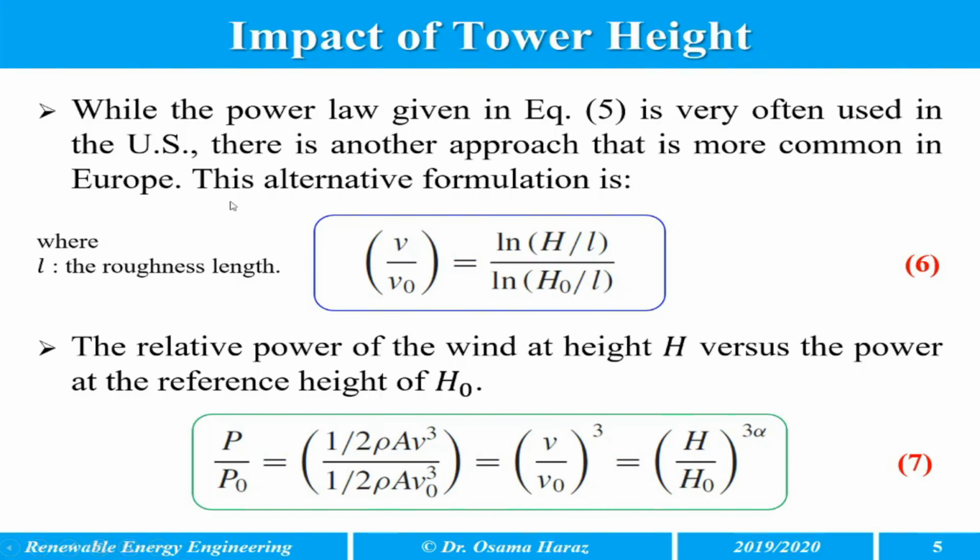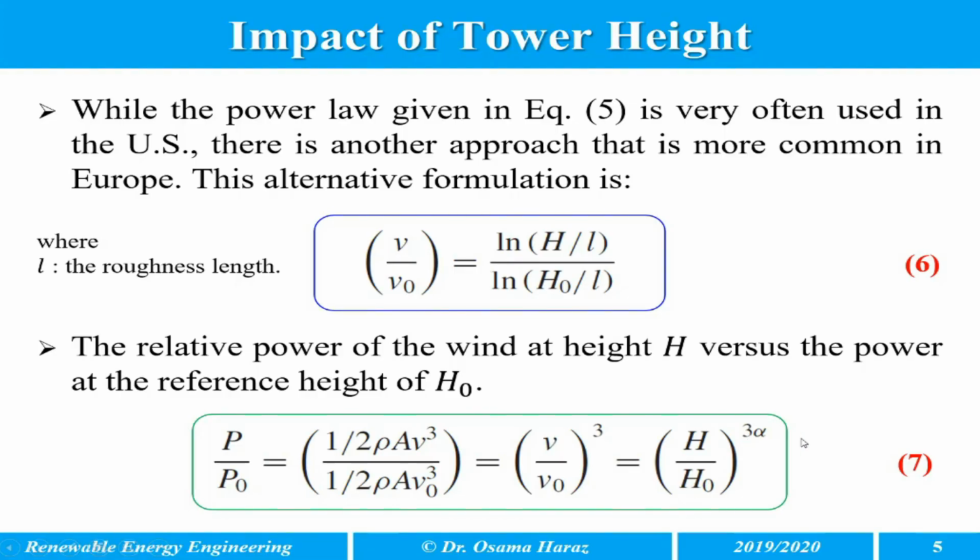This alternative formulation is V over V naught equals ln(H over L) over ln(H naught over L). So what is L? The roughness length. The relative power of the wind at height H versus the power at the reference height of H naught, P over P naught, equals V over V naught to the power 3, or H over H naught to the power 3 alpha.